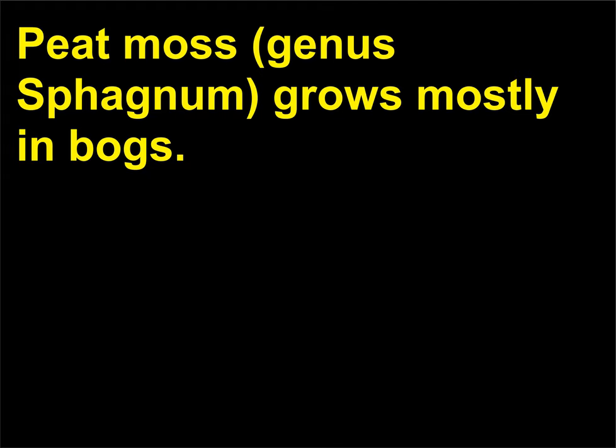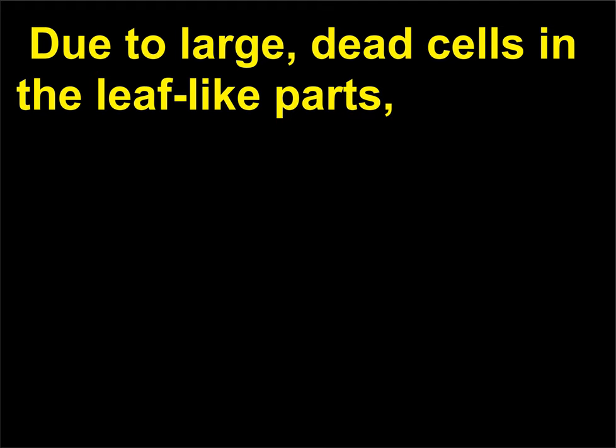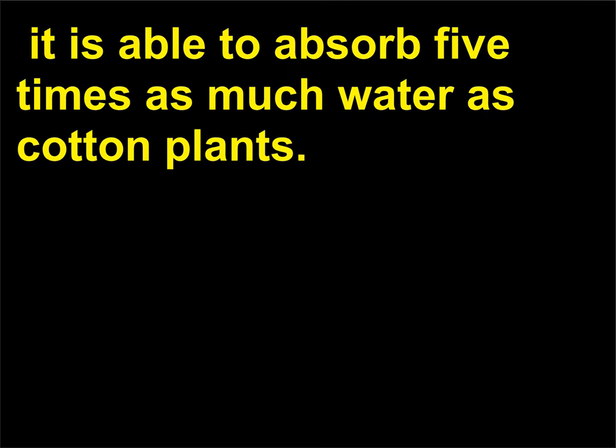Peat moss, genus Sphagnum, grows mostly in bogs. Peat moss is favored by gardeners for its ability to increase the water-holding capacity of soils. Due to large, dead cells in the leaf-like parts, it is able to absorb 5 times as much water as cotton plants.